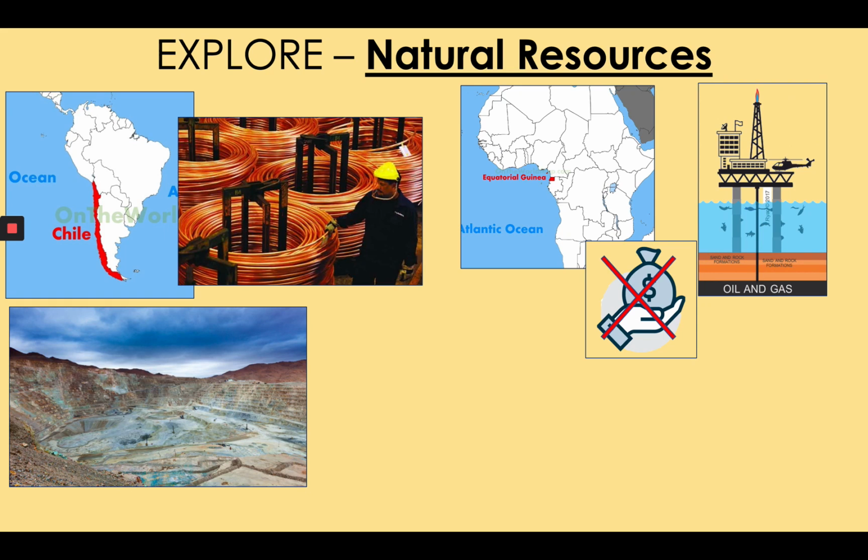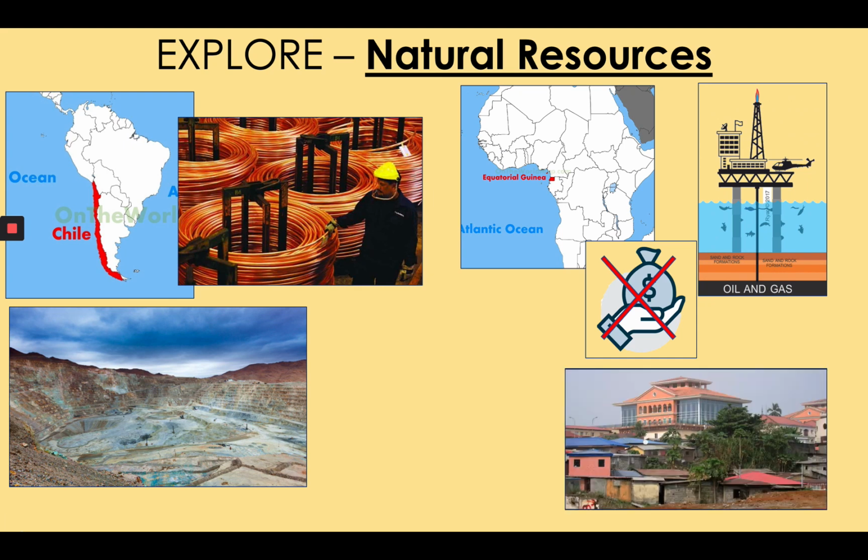Now, if a government doesn't need taxes because it gets its money from exporting natural resources, then it doesn't need to invest in schools and hospitals. And as a result, the people's quality of life decreases and they do not develop. This is a typical scene in Equatorial Guinea. Very rich palace of the government and very poor people.